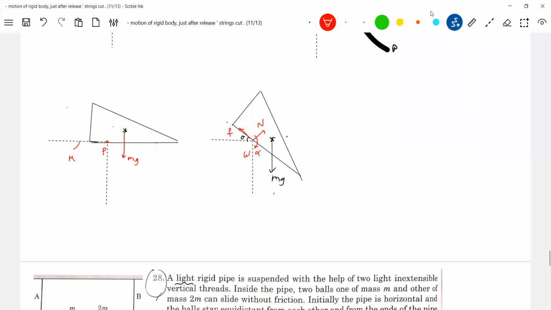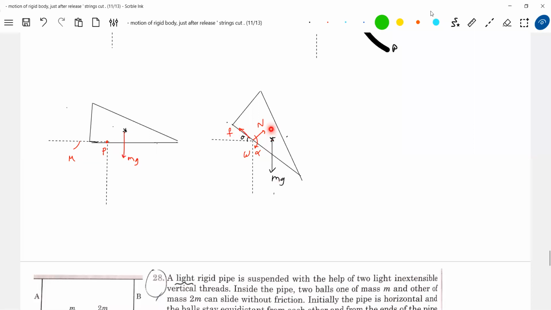At one position, it may happen that mg will be acting vertically. If the center of mass is exactly at the level of the horizontal one, then the component of mg will not come. Then only the friction will provide the centripetal force. So the friction must act here like this only.